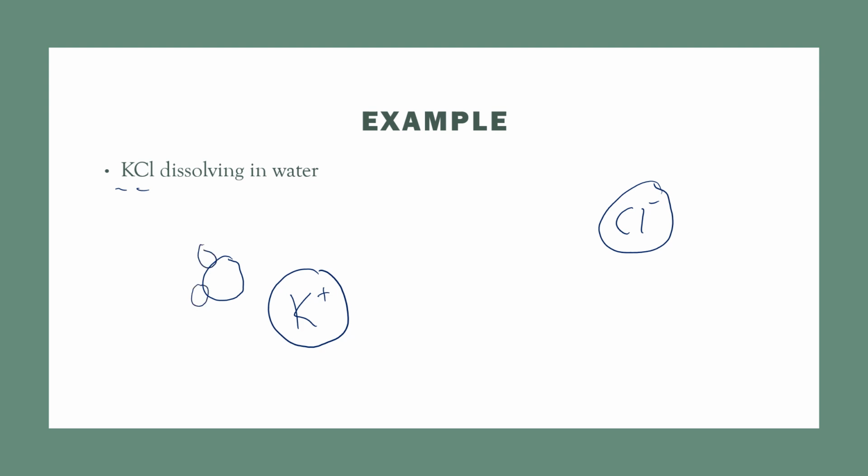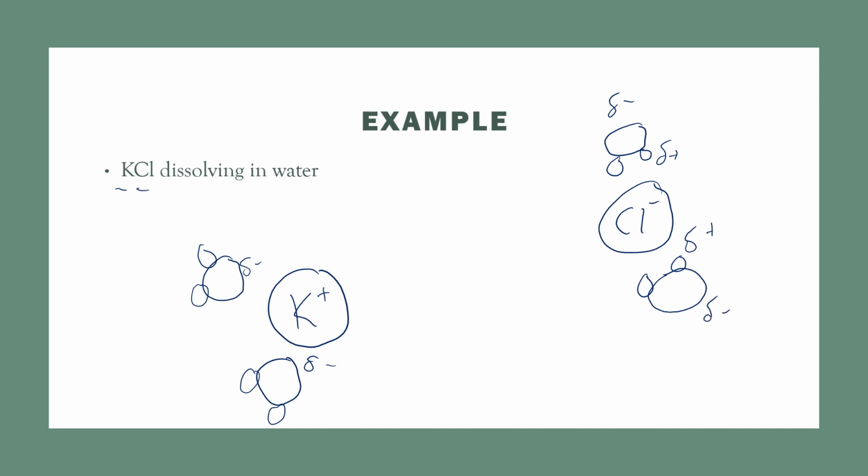So you want to make sure that the partial negative from the oxygen is oriented towards the positive ion, like this. And the hydrogen on the other side. Whereas for the chloride, you want exactly the opposite. The negative from the oxygen should be away, and the partial positive from the hydrogen should be toward the chloride. The partial positive, partial negative. And so that's how the KCl is going to dissolve with the particle diagram like this.